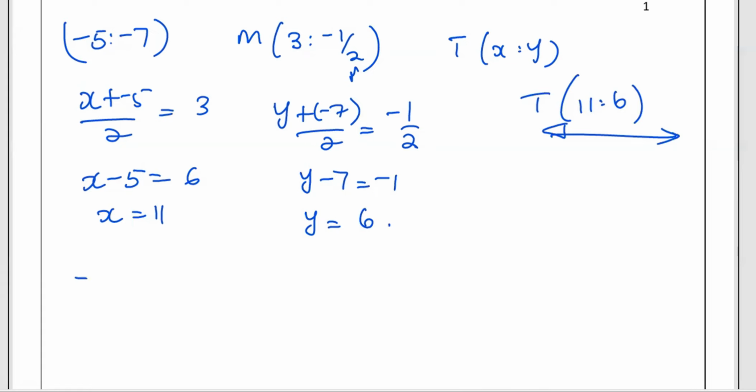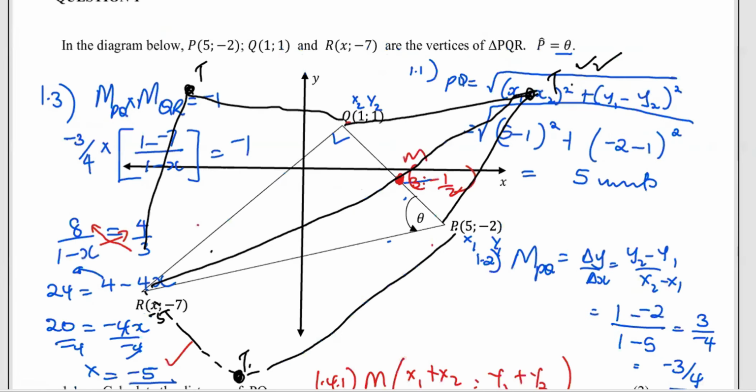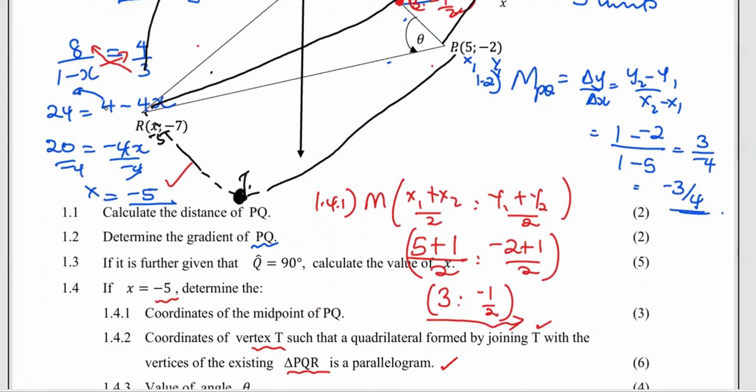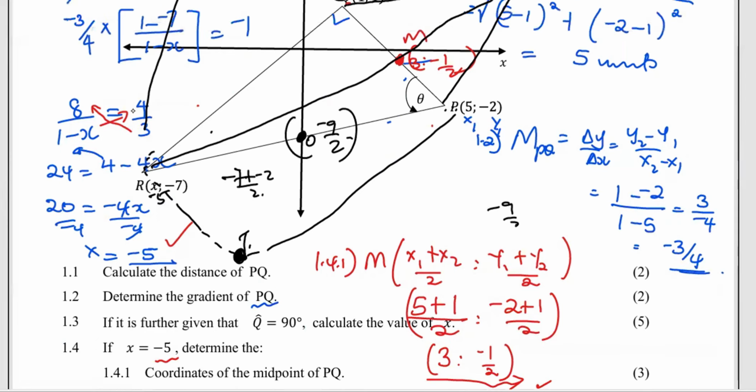Then option 2, we're saying what if T is somewhere here in this quadrant, meaning that we need to find the midpoint of PQ. The midpoint of PQ is going to be (5 plus -5) divided by 2, which is going to be 0. And then (-7 plus -2) divided by 2 is going to give us -9 over 2. So this is our midpoint. And then I'll just connect it with this QT, something like that.